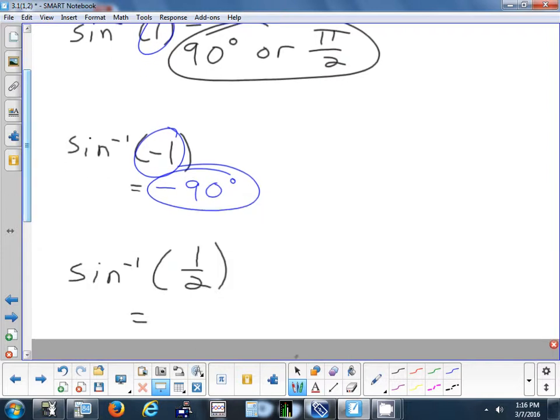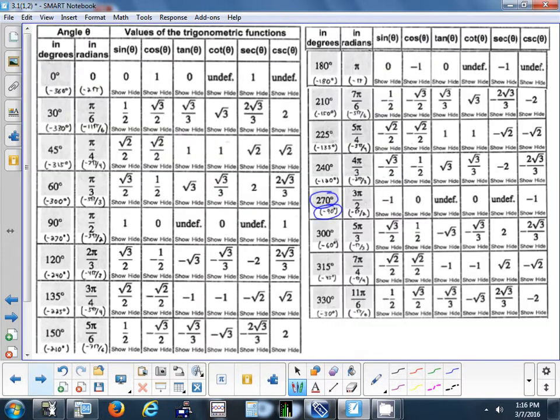All right, let's try inverse sine of a half. Okay, Taryn, what's the first angle that you see? Look in this column for sine and look for a half. And what angle is it across from? 30. Yeah, so we have a choice of 30 or negative 330. We'll figure out which one in a second. Does anybody see where 1/2 occurs again?